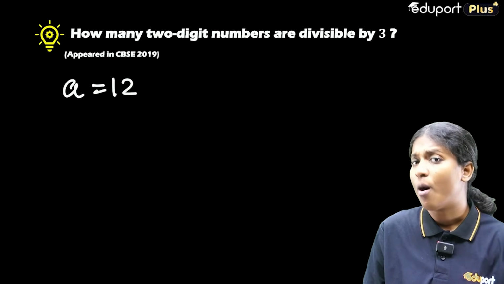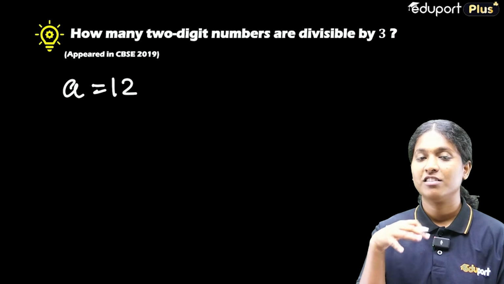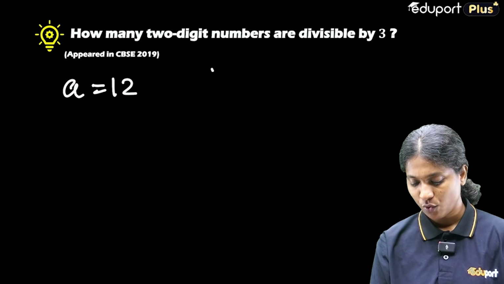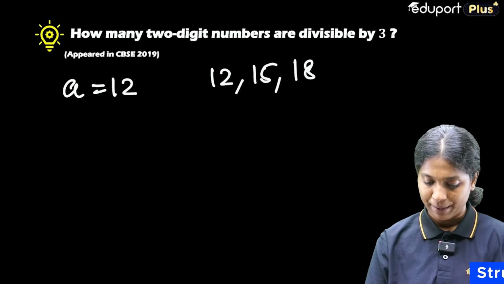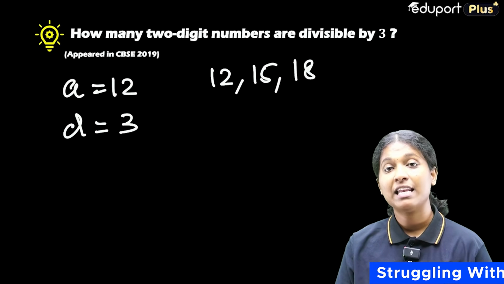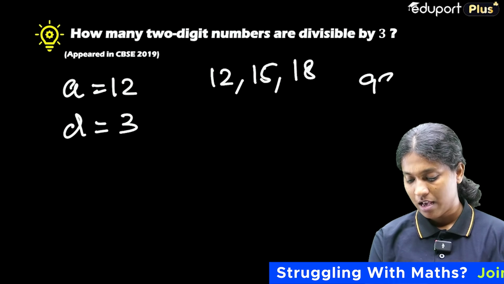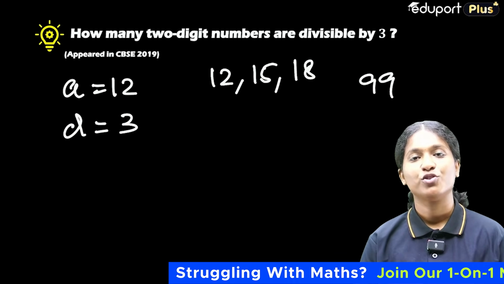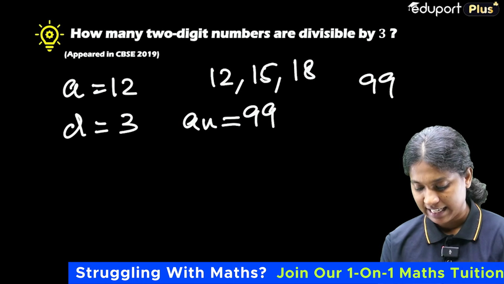Okay, what will be the common difference? The common difference will be 3, because numbers divisible by 3 are multiples of 3. So, 12, 15, 18 in that way will be the AP. So, the common difference will be 3. Now, we have to find the last term. The last 2-digit number is 99. Is 99 divisible by 3? Yeah, 99 is divisible by 3. So, we can say an is equal to 99.